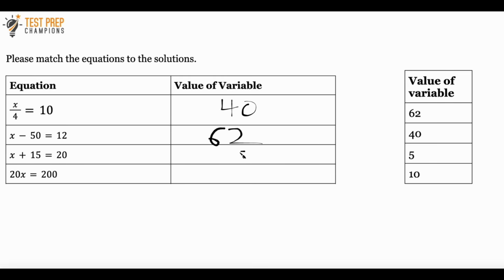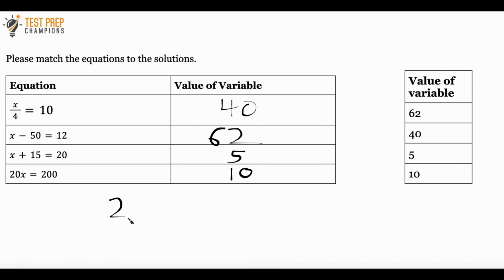So again, let me do a speed run recap. We had x plus 15 equals 20. We subtracted 15 from both sides. That gave us 5. Now, we pretty much already know that the answer to the last one is 10 because that's the only one that we didn't use. But let's break it down here.